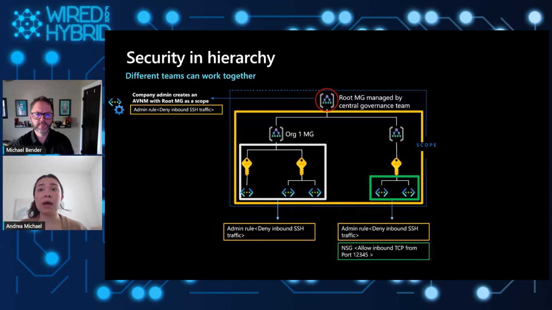And again, admin rules, unless they're blocking or always allowing all the traffic in the world, can still work together with NSGs. It's only if they're denying or always allowing traffic that the traffic will not hit NSGs after it hits admin rules. So different teams can still work together. You can still have some network admin team that defines those security rules across the entire organization and says, with an admin rule, I'm going to deny inbound SSH traffic. But if another team says, I want to create an NSG rule to allow inbound TCP from whatever port, they can still do that, as long as the traffic is not denied or always allowed by an admin rule.